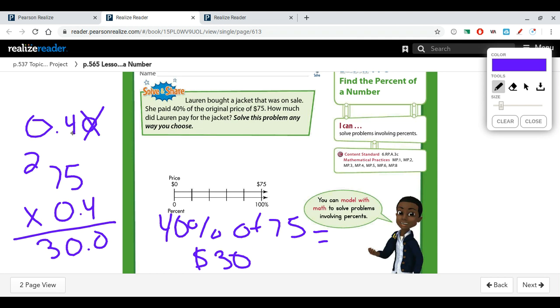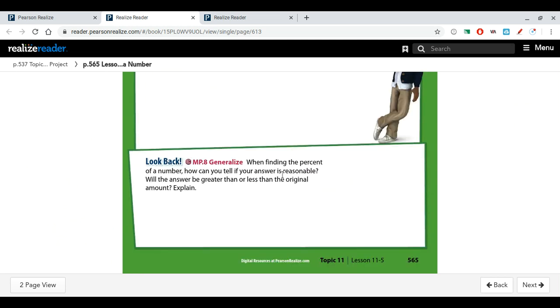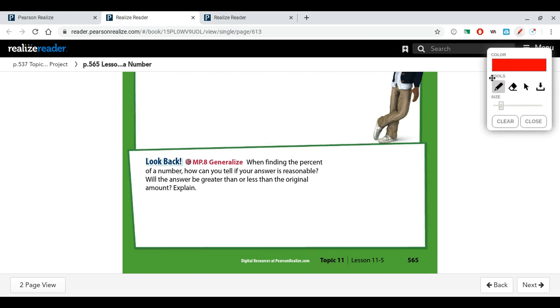So that's the way that I can use it solving with a decimal. So I take my percent, I turn it into a decimal, and then I multiply it by whatever that original price is going to be. And so when I come down here and I look at this, it says, when finding the percent of a number, how can you tell if your answer is reasonable? Will the answer be greater than or less than the original amount? And so we can tell that our answer is going to be reasonable by using estimation.